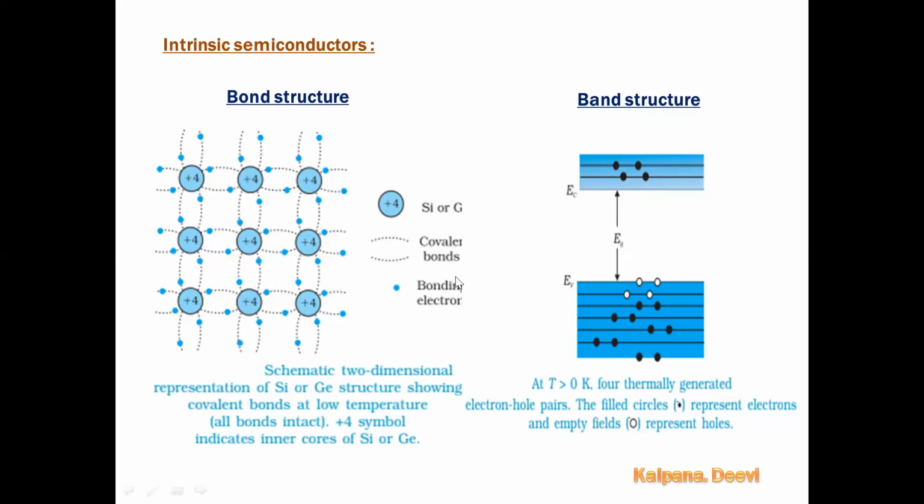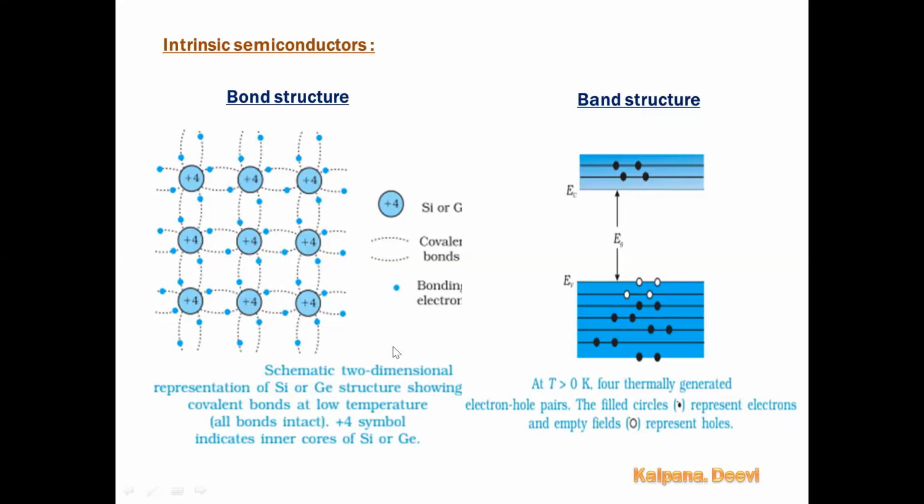This is all about intrinsic semiconductors. At T equal to 0 Kelvin, these semiconductors act like insulators. As the temperature rises, that means more than 0 Kelvin, these materials act like conductors. That is why we call this kind of material a semiconductor. At certain conditions it acts like an insulator, and at certain conditions it acts like a conductor. That is why we call it a semiconductor.